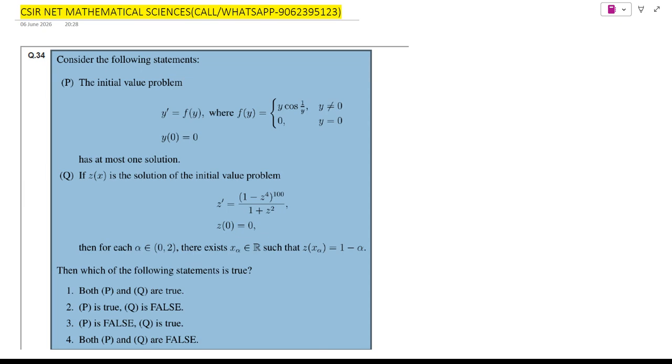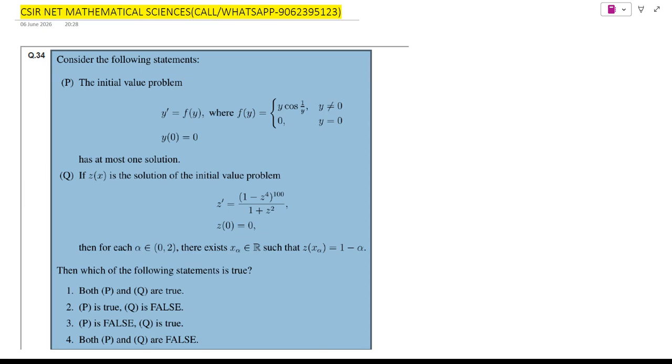CSIR rarely asks direct formula based questions, and they love testing the concepts of existence, uniqueness, equilibrium solutions, autonomous differential equations, monotonicity, and the qualitative behavior of the solutions. So often our question looks conceptual and computational, and the real key is a theorem or a hidden idea. And today's problem is a perfect example of that philosophy.